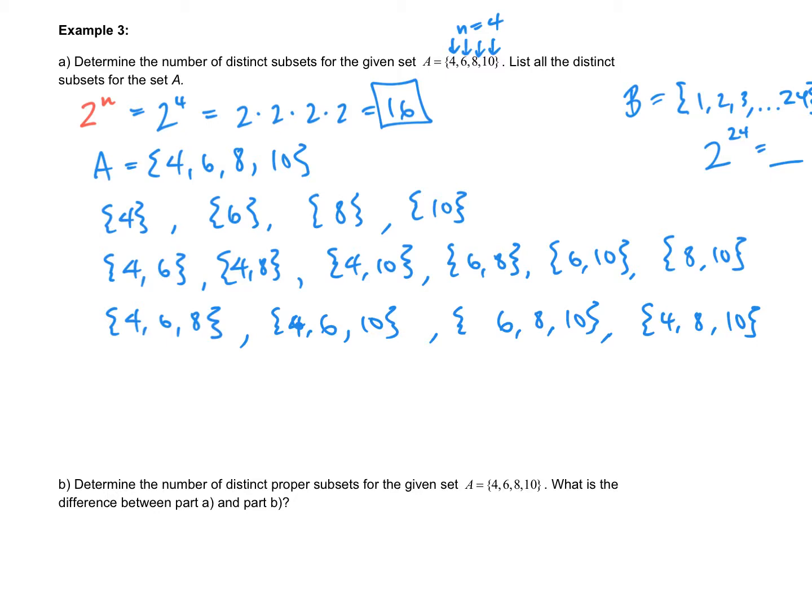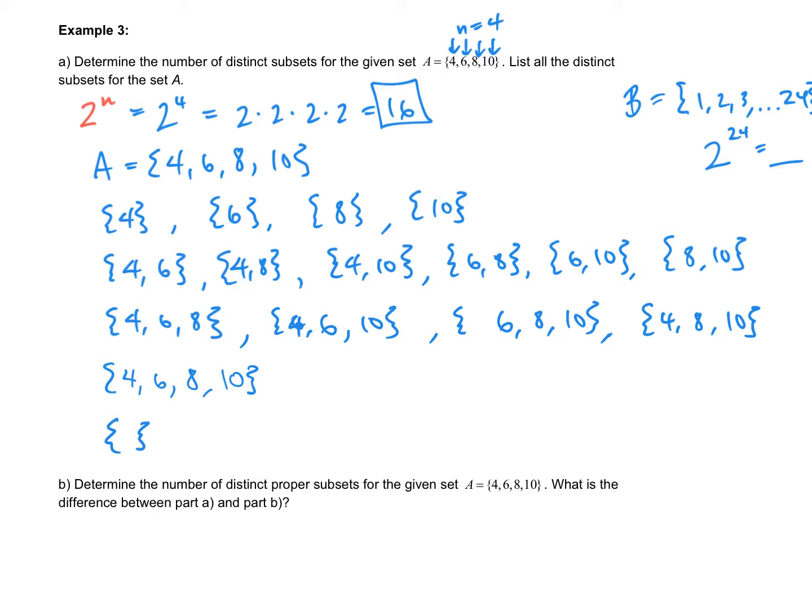Now, if I count this up and say, okay, these are all the subsets, I can see that I have 4, 5, 6, 7, 8, 9, 10, 11, 12, 13, 14. Oh, wait, I only have 14. I'm missing 2. And I say, oh, right, the entire thing is a subset. It's not a proper subset, but it's a subset. So now I have 15. I'm missing one. What's the one that I'm missing? Oh, right. The empty set. The empty set is a subset of all sets.